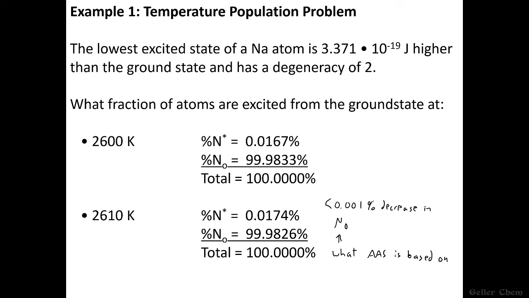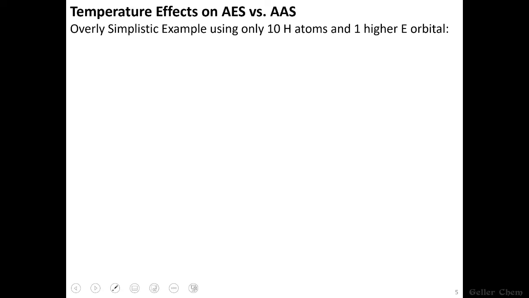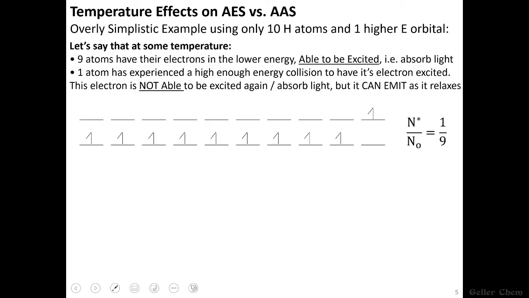So that 10-degree change in temperature will have very little effect on an AAS experiment, but it is important to keep temperature stable for AES. Now this can definitely be confusing and not intuitive, so let me try to illustrate this further with a simpler example. So let's consider an overly simplistic situation where we only have 10 atoms, and that atom only has one higher energy orbital that electrons can potentially be excited to.